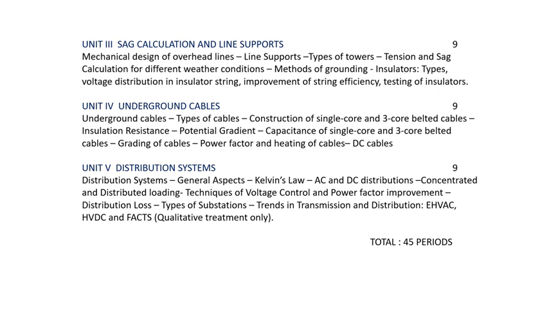This unit introduces the design and performance of underground cables. It covers different types of cables and their construction, including single core and 3-core belted cables. Students study insulation resistance, potential gradient, capacitance calculation and grading of cables to improve insulation performance. The unit also explains power factor, heating effects and the characteristics of DC cables, which are important for modern underground transmission systems. Unit 5 is Distribution Systems.